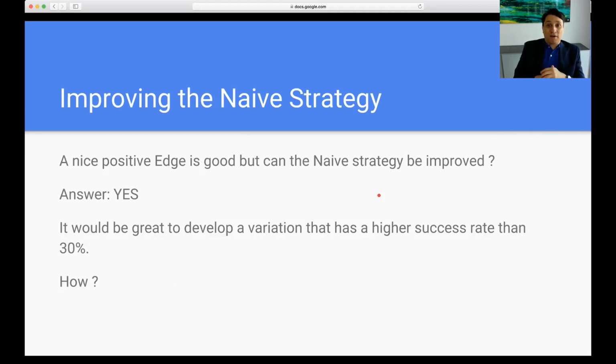So, okay, before improving it, the discussion is that this trade works. We have done it. You can analyze past performance, and you will see that it works really well. So the question is, can we improve on it? Can we create a strategy that also gives us the nice positive edge and a success rate higher than 50%?